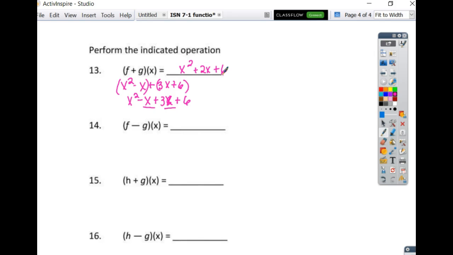But what am I doing on this one? I'm going to subtract. So I'm going to do the same thing, but with a subtraction sign between them. Now this time, when there's a subtraction sign, what do I have to do inside the parentheses? I have to distribute. So I'm going to get x squared minus x minus 3x minus 6. So I'm going to get x squared, because there's nothing to combine that with. And then minus x minus 3x is negative 4x. And then minus 6.